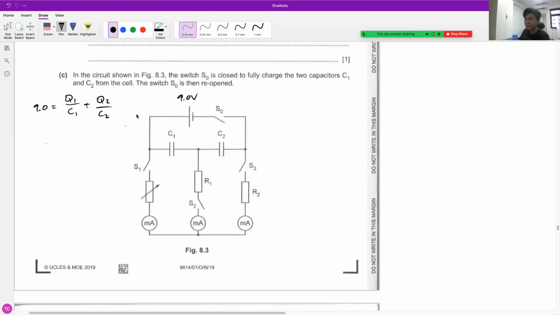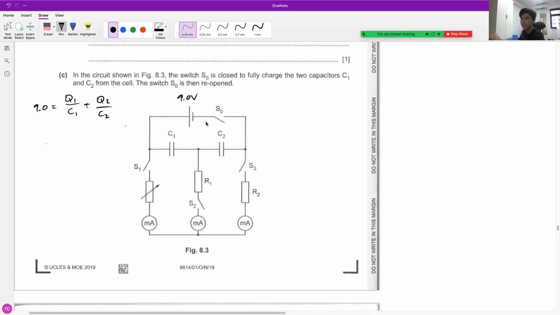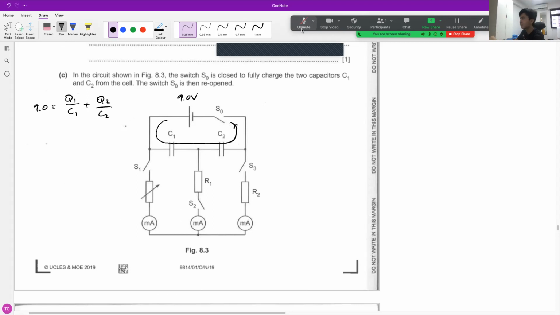And we know C1 and C2, because they're given in the question over here. But what are Q1 and Q2? Now, because your current is flowing through the circuit like this, all the current that flows through C1 is the current that flows through C2.